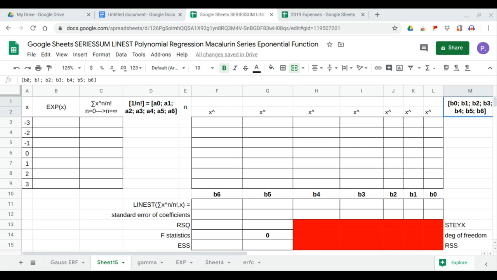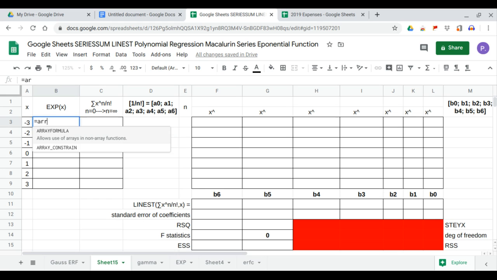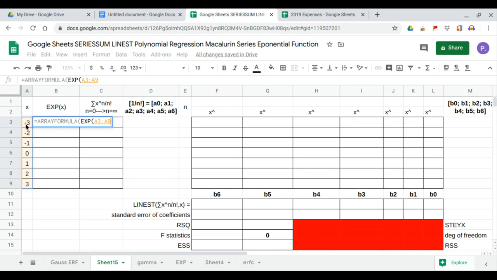Hello, in this video, we will show that the coefficient of expansion is the same as the coefficient of regression. And the coefficient of regression can be generated using LINEST. So we begin with the expansion of the exponential function. So we have the formula, exponent of the x values.